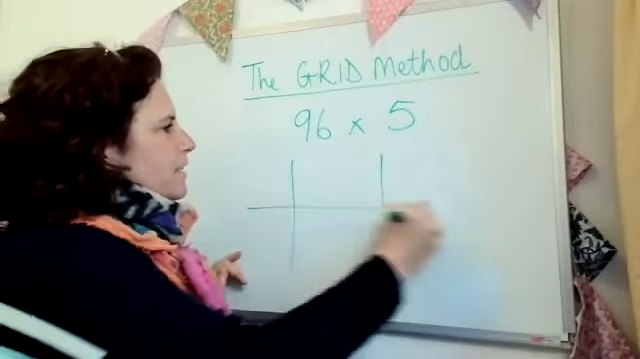So you can do these either way. So 9 times 5 is 45. Remember to put the 0 back on. And then 5 times 6 is 30. And we can add those together. 450 add 30 is 480.